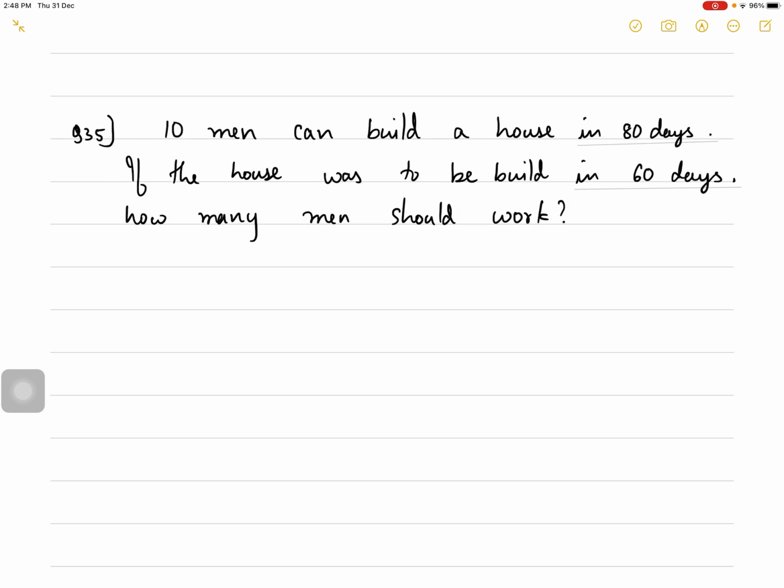Hello students, let's solve few more problems of ratio and proportion. Let's see the next question.